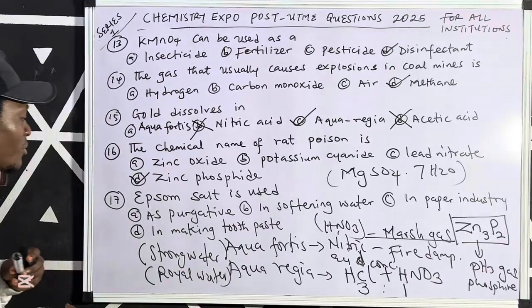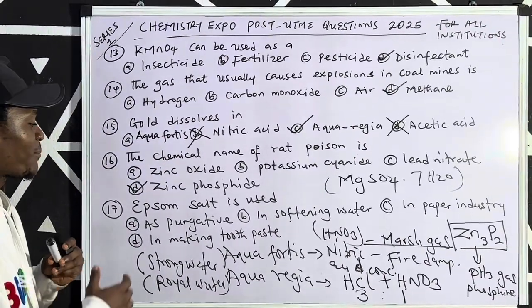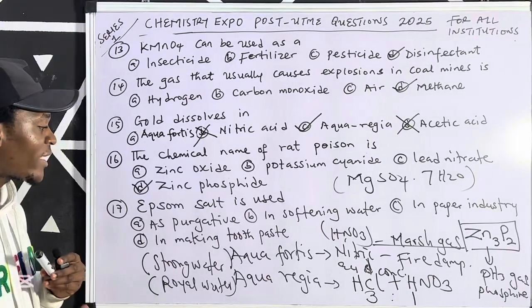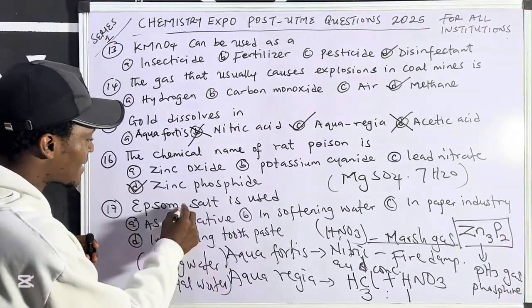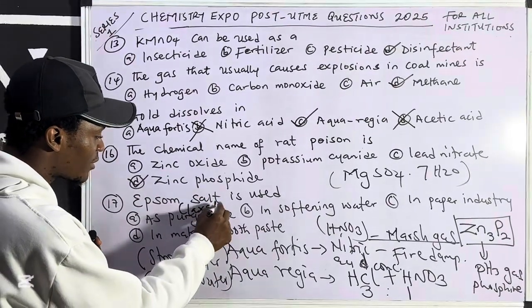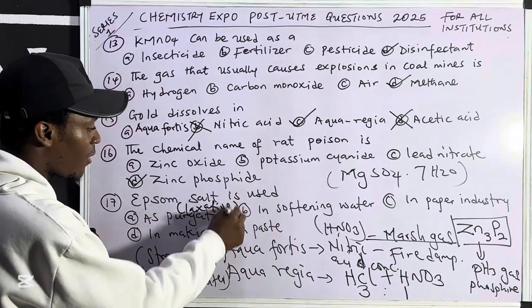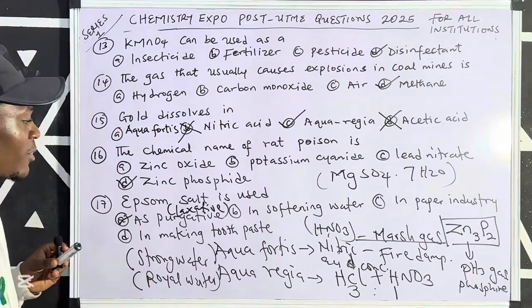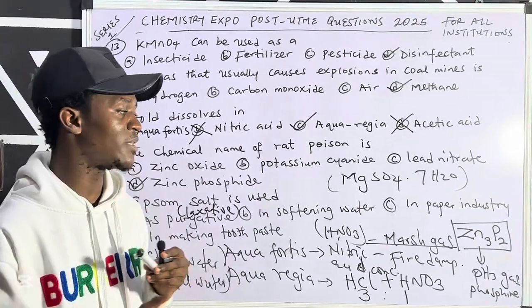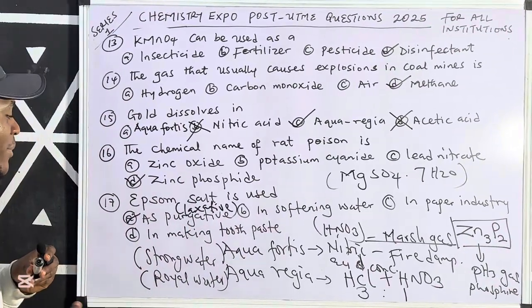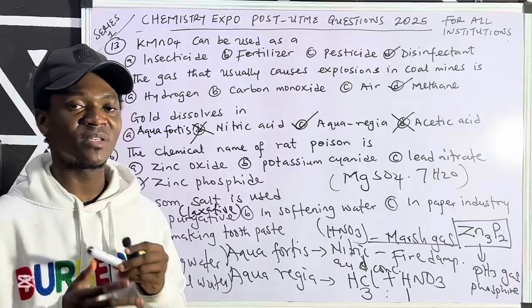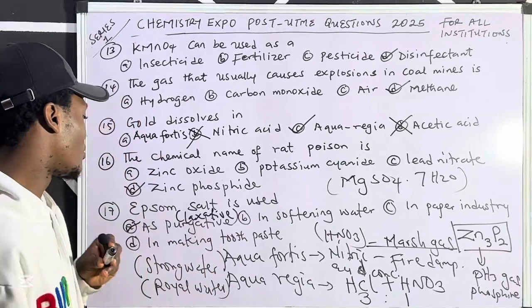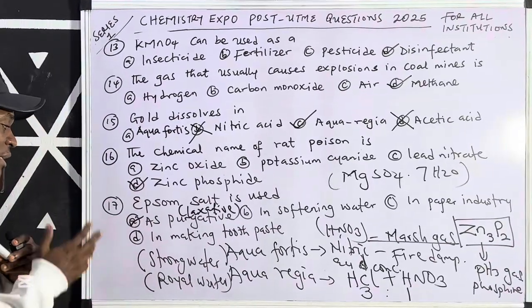So let's see the options. A, as purgative. Purgative is also known as laxative, so don't be confused. So that should be our answer. It's obvious already. So option A becomes the answer. Option B, in softening water, is not part of it. Then option C, in paper industry. Option D, in making toothpaste. Those are not part of it. So the correct option is option A.